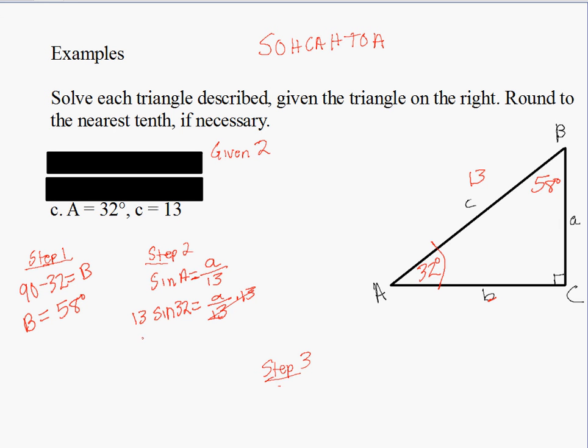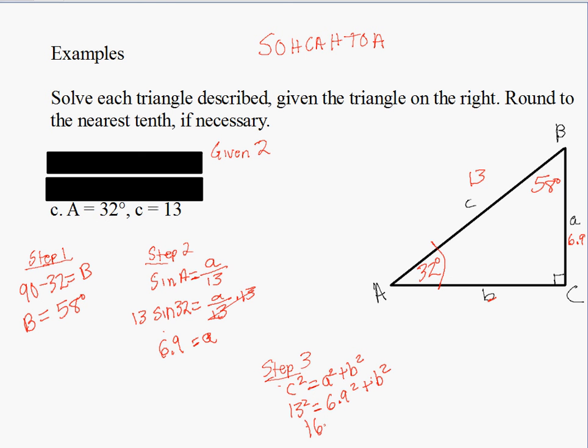Cross these things out, and you are left with A over here, and so this is 6.9. Go ahead and put that in your triangle. This is 6.9. And finally, step 3, we have the Pythagorean theorem. So C squared equals A squared plus B squared. And we know C, so this is going to be 13 squared equals 6.9 squared plus B squared.